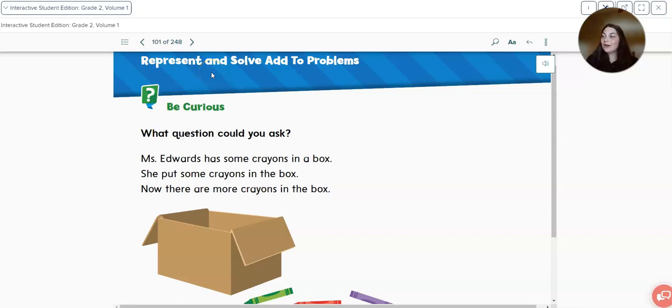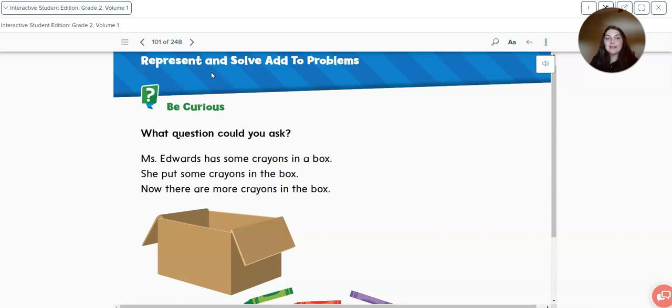Today we are going to talk about two-step add to and take away problems. So before we get started in that, we're going to do something that we are all a little bit more familiar with, okay? So we're going to talk about this word problem to start.